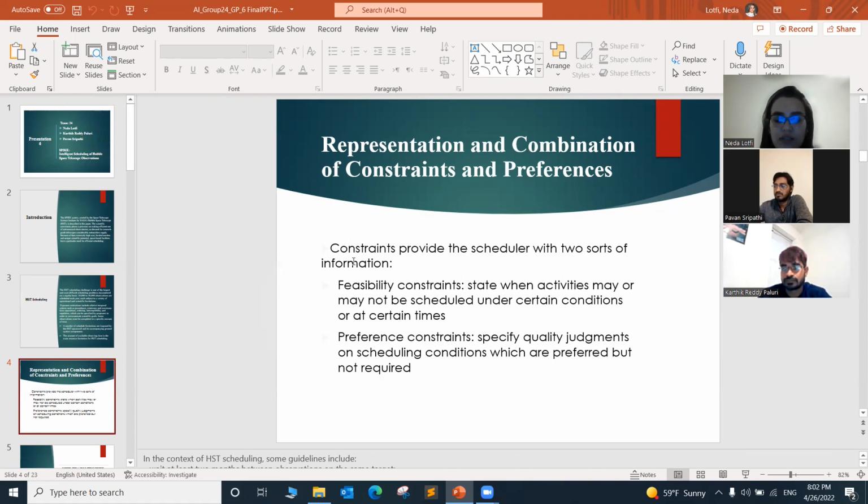Constraints provide the scheduler with two sorts of information: feasibility constraints and preference constraints. Feasibility constraints state when the activities may or may not be scheduled under certain conditions or at certain times. Preference constraints specify quality judgments on scheduling conditions which are preferred but not required.